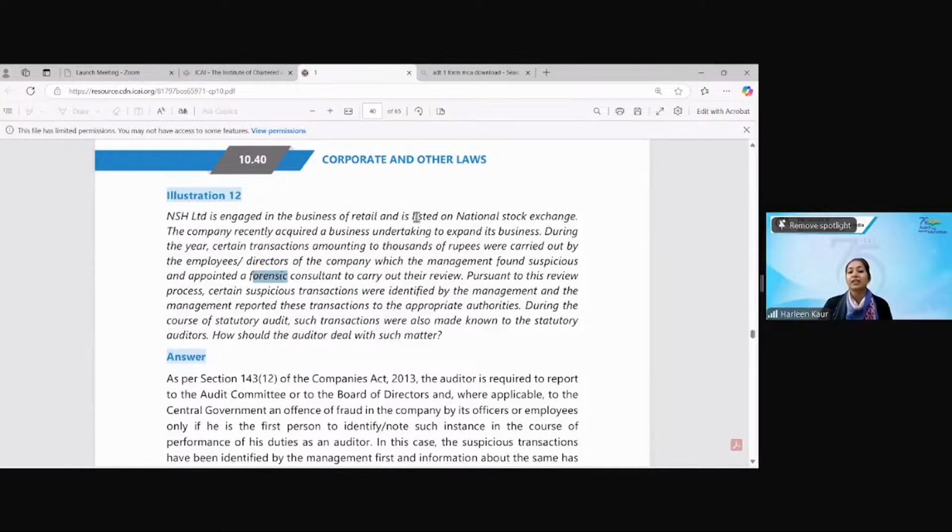Now, a company is engaged in the retail business. They are listed on the stock exchange also. It is a listed company. And they're expanding their business. The transactions of thousands of rupees, officers and directors are involved. Therefore, they have appointed a forensic consultant to do their review.